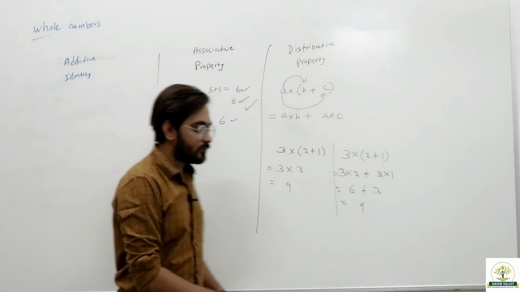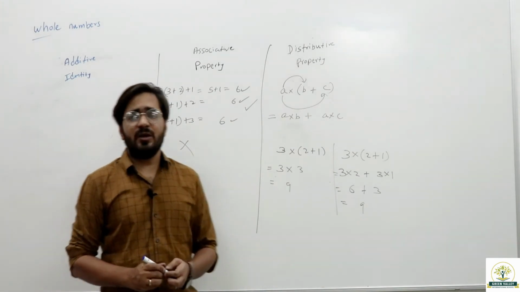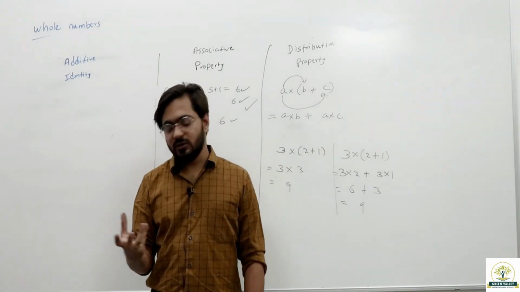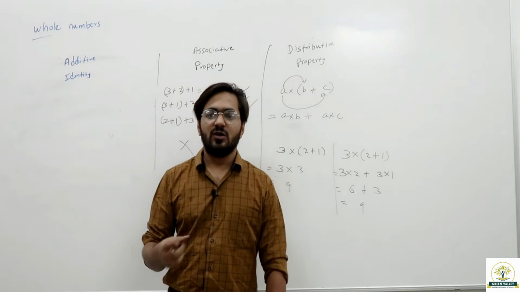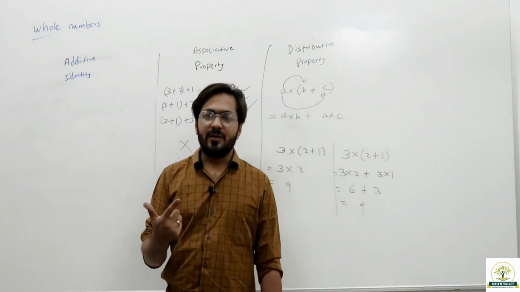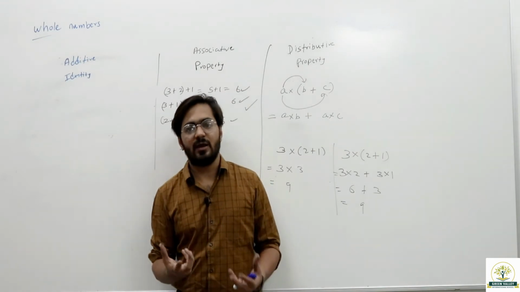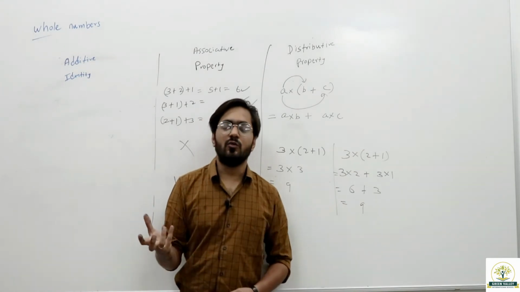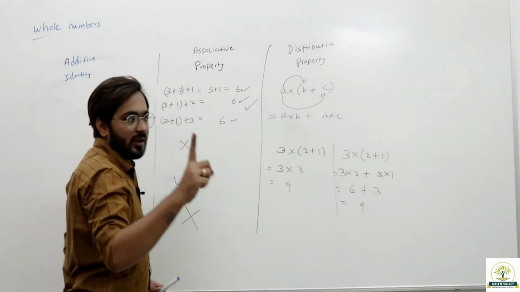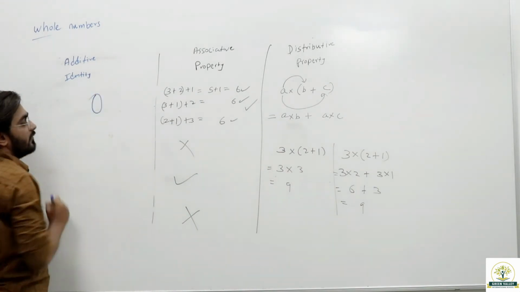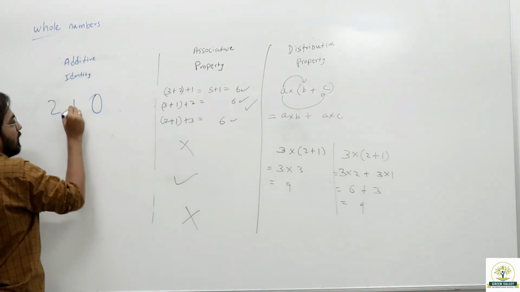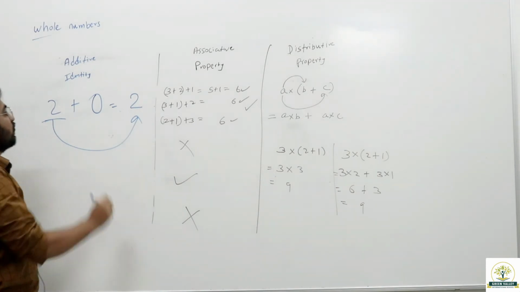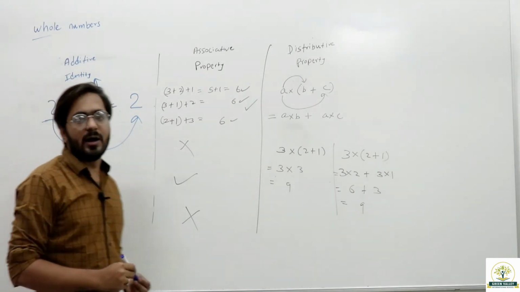So which number is there which, if I add it to a given number, the value of the given number will not change? There is only one number. Again I am repeating my question: which number is there which on adding to the given number, the given number's value does not change? There is only one number, which is 0. If I add 0 to any given number, the value of the given number will still remain the same. So 0 is basically the additive identity.